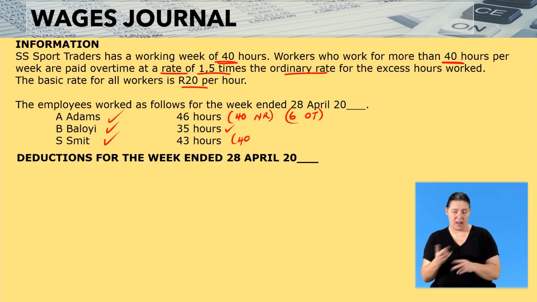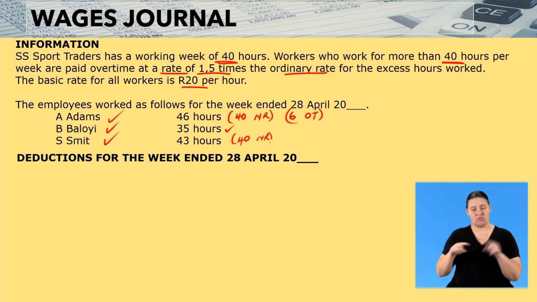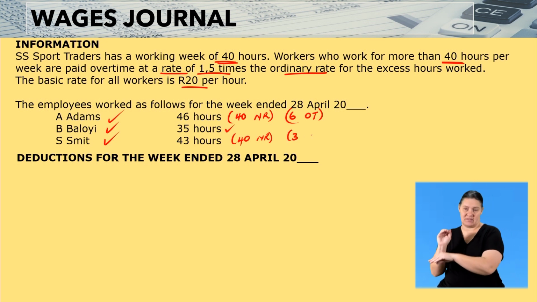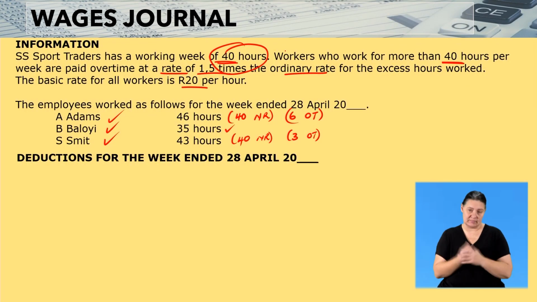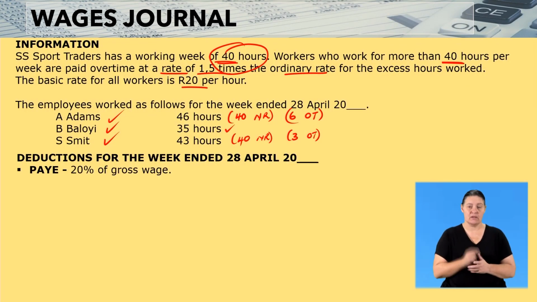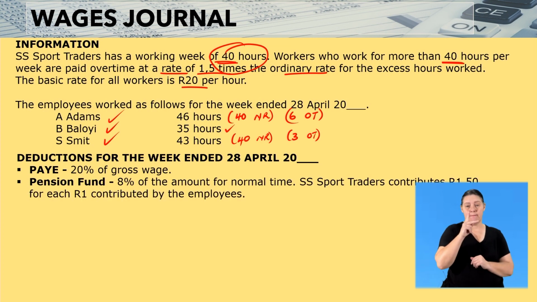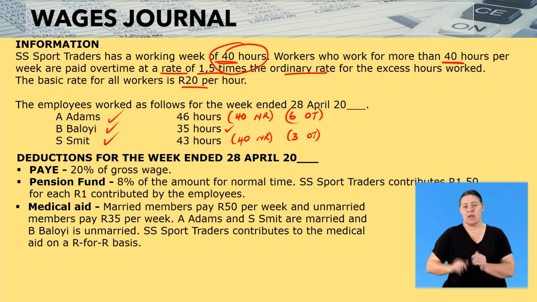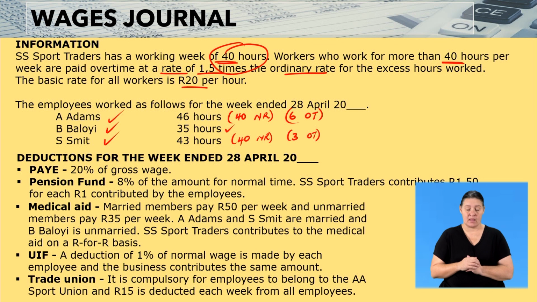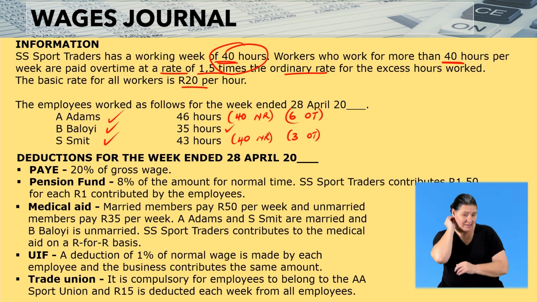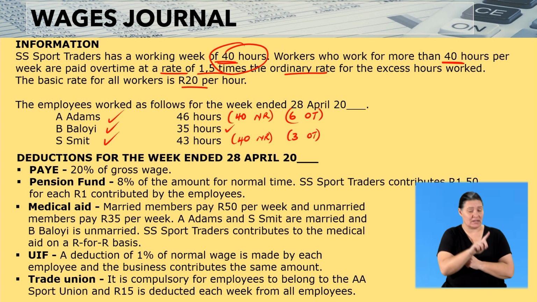Normal hours, 40. That is where he gets the normal rate. And then he has 3 hours overtime. I just wanted to break that down so that you understand, because they told us that we have a 40 hour working week. Here are the deductions. We have pay as you earn, pension fund, medical aid, as well as UIF. It is very important that you also remember that in questions, they can also bring a deduction that is in relation to trade union.